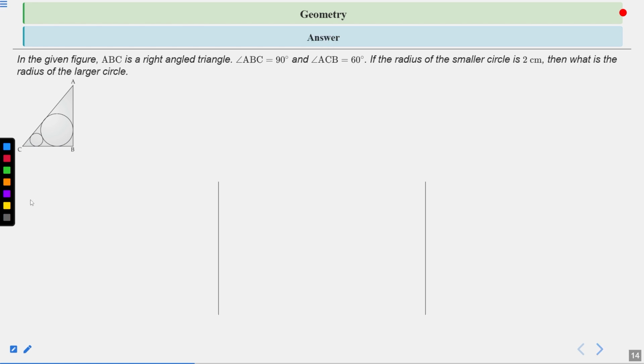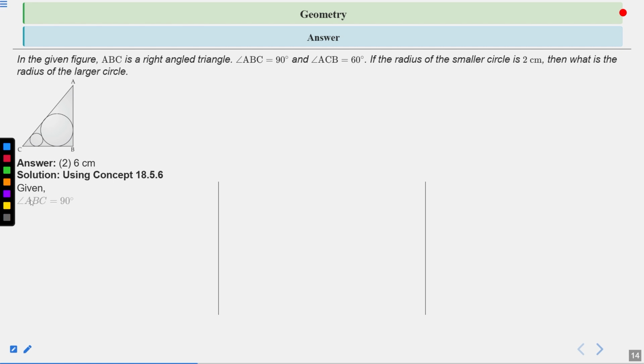So the question says that in the given figure, ABC is 90 degree, ACB is 60 degree. So we can say that CAB will be 30 degree. And the radius of the smaller circle is also given, which is 2 centimeter. So what is the radius of the larger circle? We need to calculate. So the correct answer of this question is the second one, which is 6 centimeter. Now see the detailed solution using concept 18.5.6 in this question.